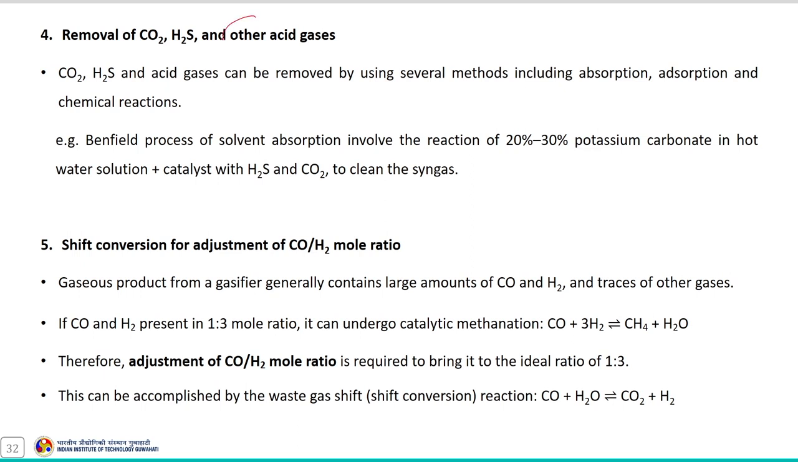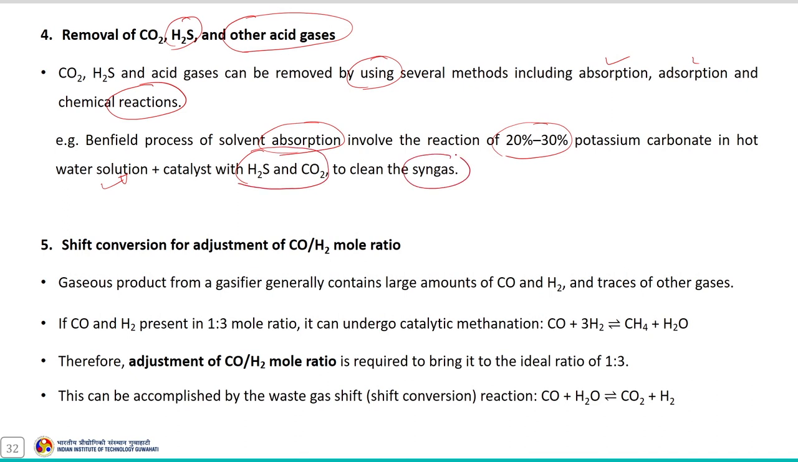Another important step in the gasification process is the removal of carbon dioxide, hydrogen sulfide and other acid gases, and this can be done by using several methods as just discussed a few slides back, including absorption, adsorption and chemical reaction methods. For example, solvent absorption involves the reaction of a 20 to 30% potassium carbonate in hot water solution plus catalyst, and it reacts with the H2S and CO2 to clean the syngas. So this is one of the methods. However, several different separation methods and cleaning processes are available to clean the syngas.